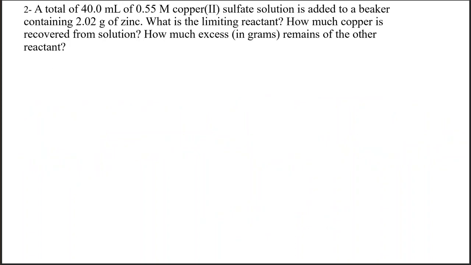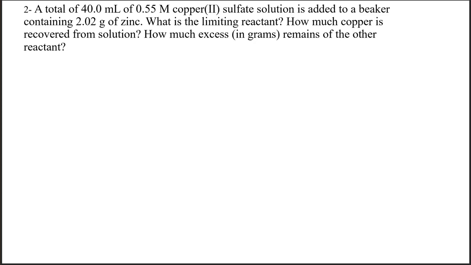So let's look at another example here. A total of 40 milliliters of 0.55 molar copper 2 sulfate solution is added to a beaker containing 2.02 grams of zinc. What is the limiting reactant? How much copper is recovered from solution, and how much excess in grams remains of the other reactant?